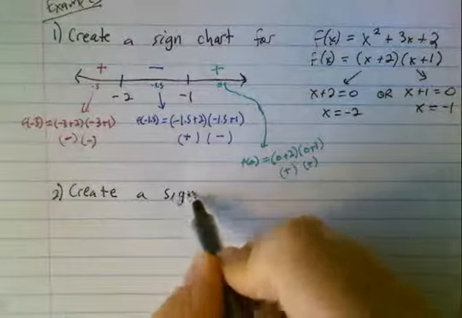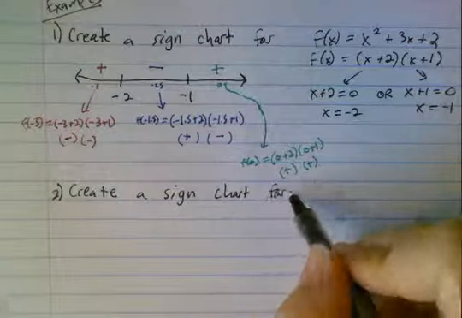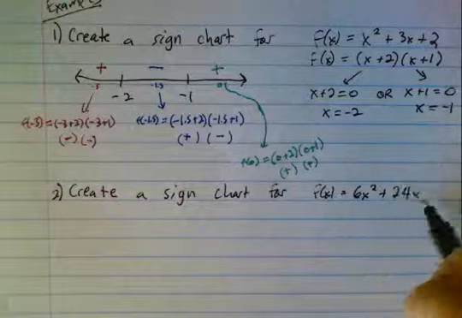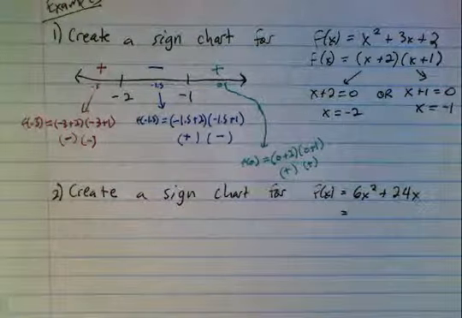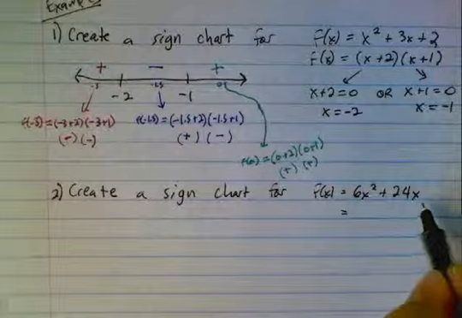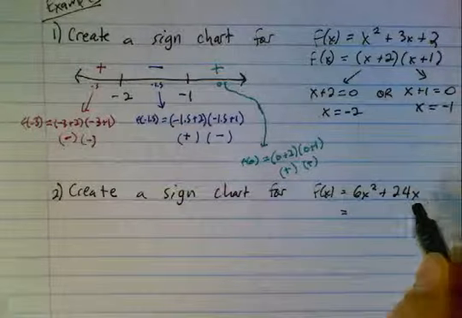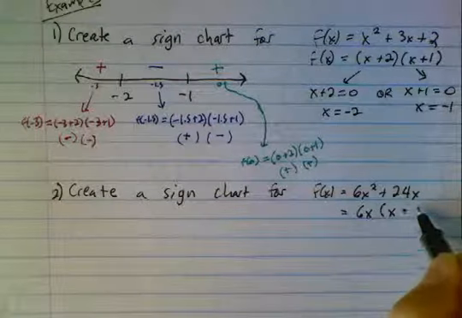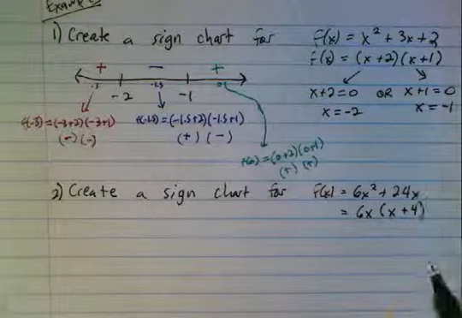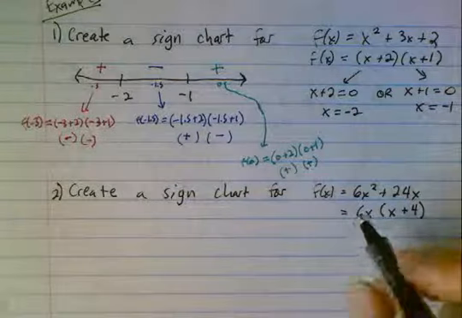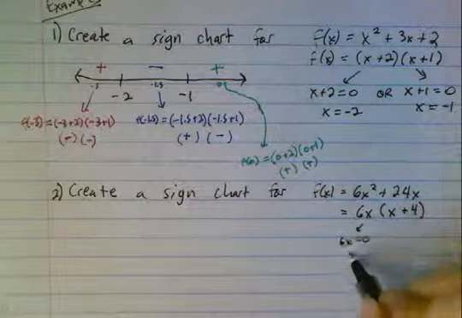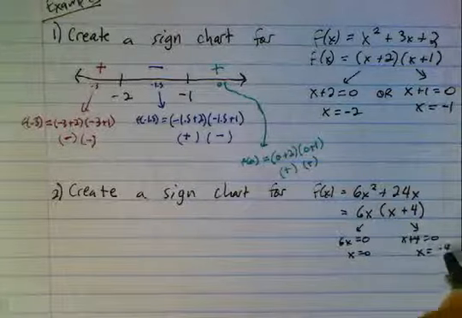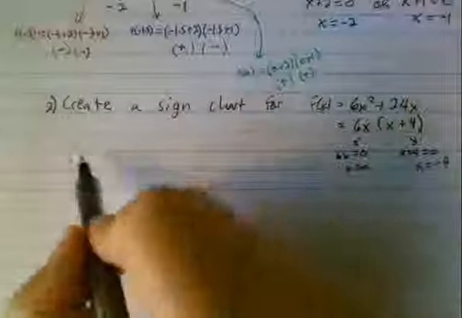Create a sign chart for f of x equals 6x squared plus 24x. So rather than doing our diamond or our box to factor up here, we've got common factors. 6 and x are in both of them, so 6x can be factored out, and we've got x plus 4. Now we find our zeros. 6x equals 0, x equals 0. x plus 4 equals 0, x equals negative 4. And we mark those on our sign chart.